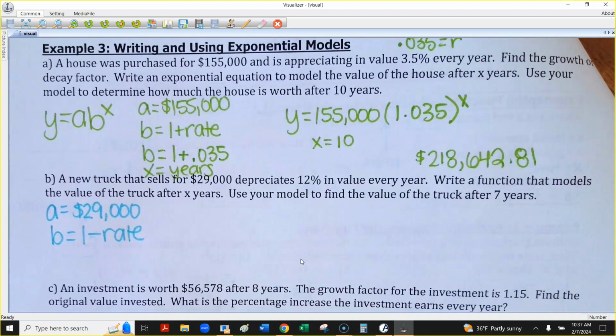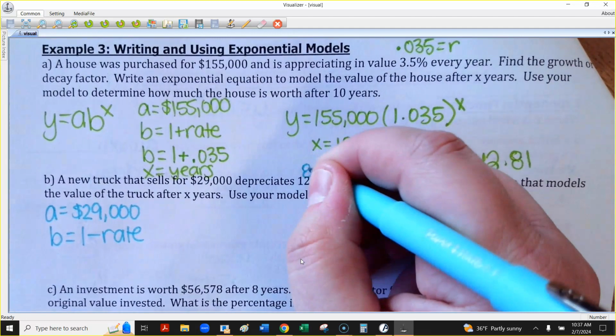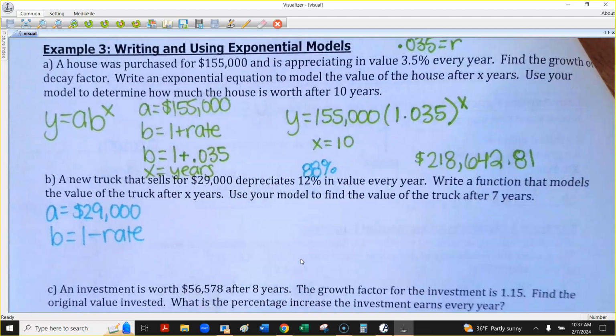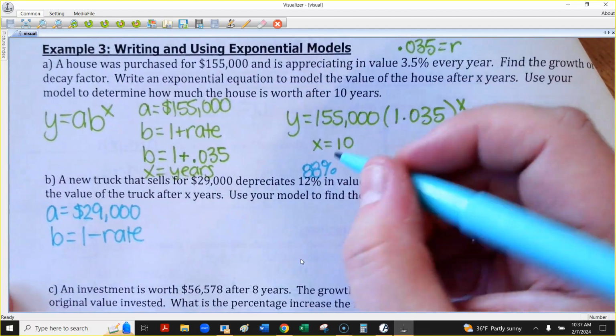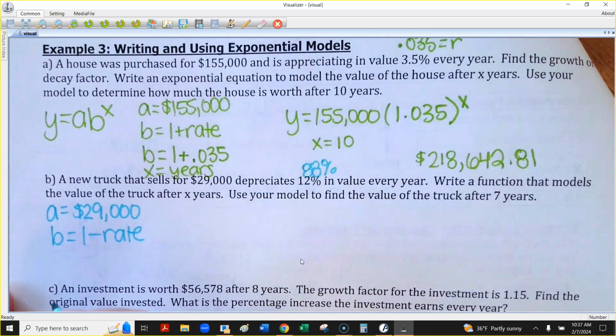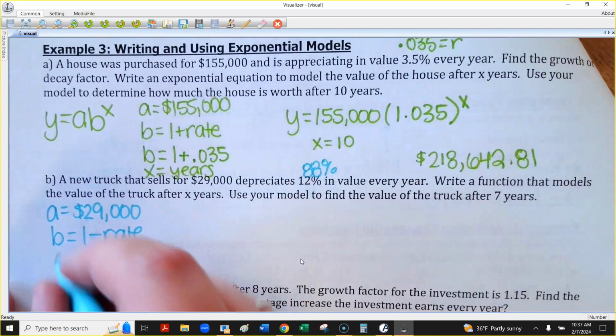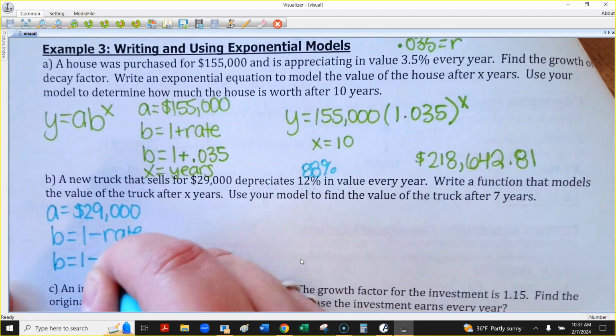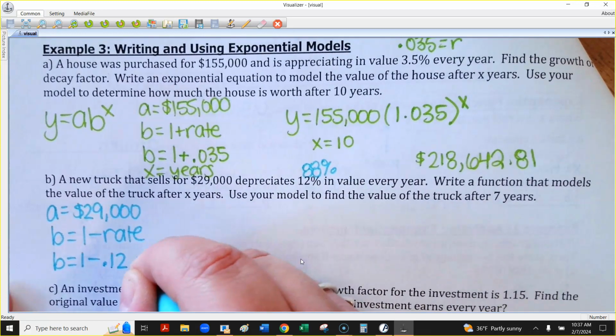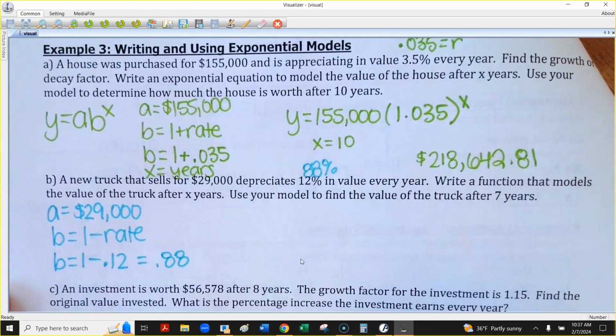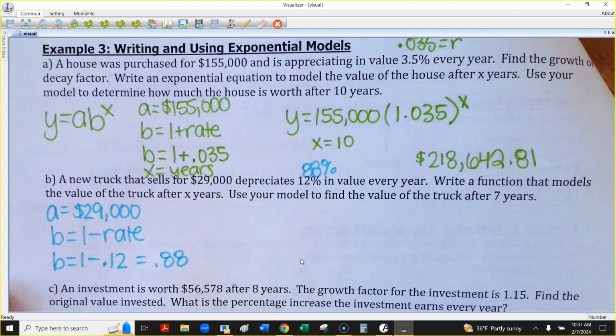If you took 12% away, it went down 12%, what would your grade be? 88. Okay, so this is going to be 88 in terms of what we're going to put in here. It's going to hold 88% of its value. If you want to put that into this little formula, it'd be 1 minus 0.12, and you're going to get 0.88. That's going to be the depreciation. You hold 88% of your value.